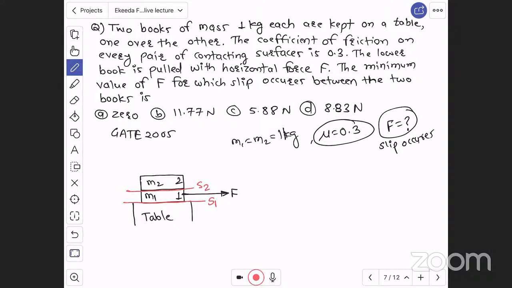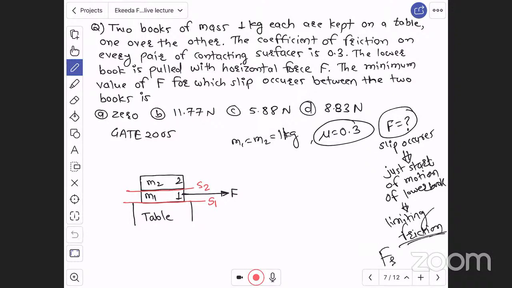Now, for the minimum value of force F, can I say slip just begins, or just start of motion of the lower book, that is book 1? Just start of motion means it is a limiting friction. Whenever it is just start of motion, it is a case of limiting friction. That is, friction force is equal to mu times normal reaction, right?